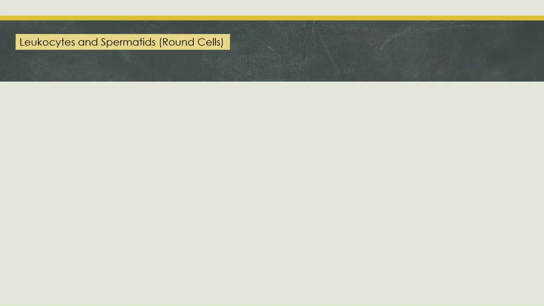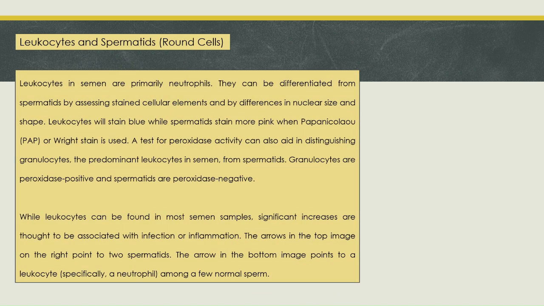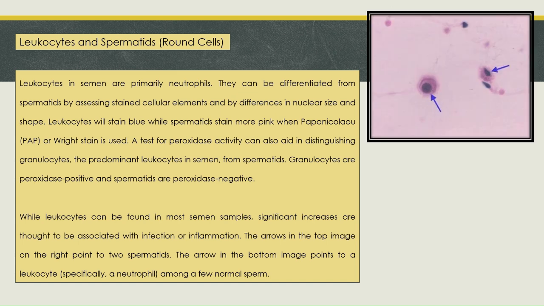Leukocytes and spermatids, round cells. Leukocytes in semen are primarily neutrophils. They can be differentiated from spermatids by assessing stained cellular elements and by differences in nuclear size and shape. Leukocytes will stain blue while spermatids stain more pink when Papanicolaou, PAP, or Wright stain is used.